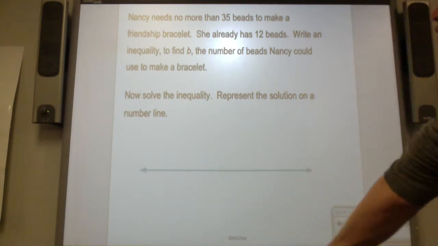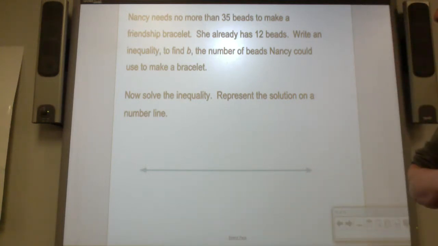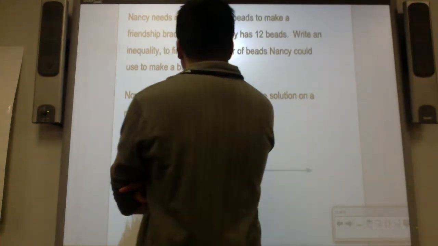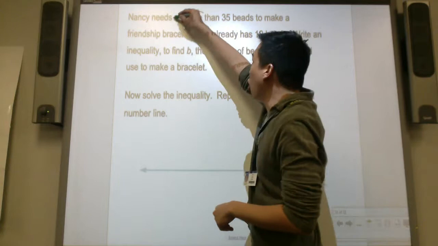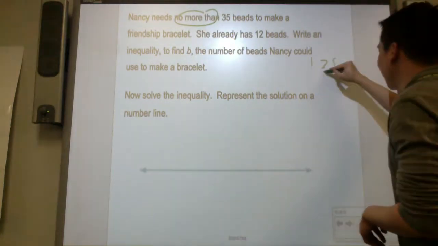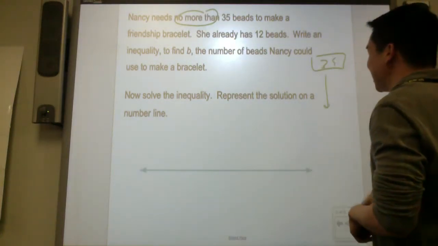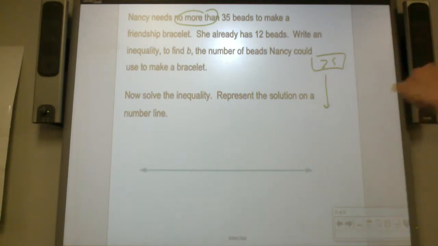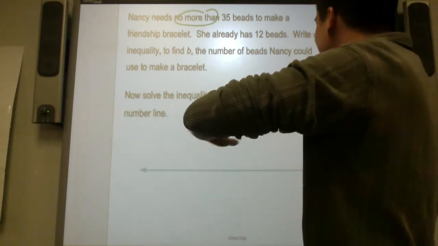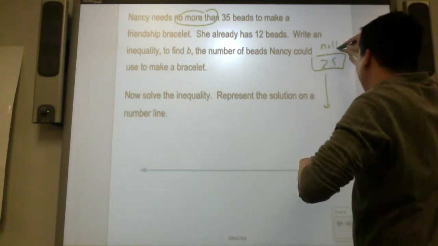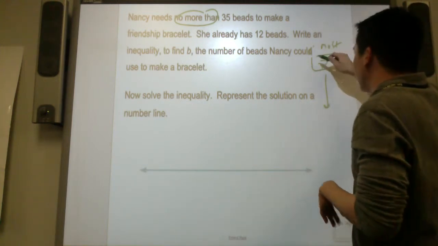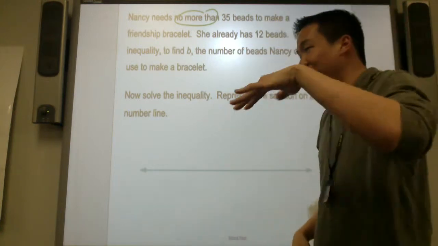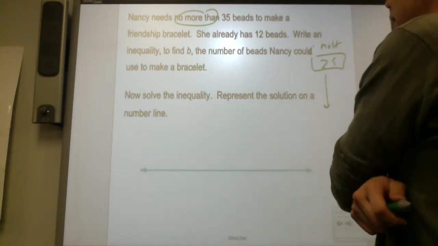All right, so here's our last question. Here's a word problem. Nancy needs no more than 35 beads to make a friendship bracelet. No more than. That means 35 is the ceiling. Cannot go over, no more. 35 is stop. That is the most it can be. You have to stop at 35 to make a friendship bracelet.